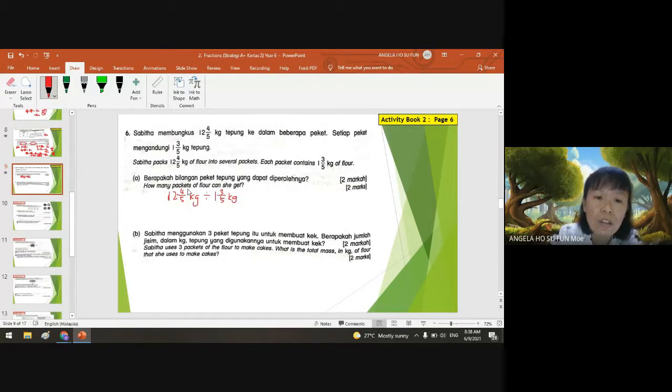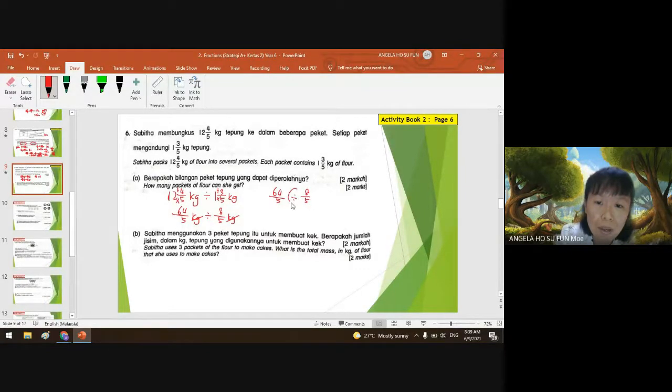First of all, change to improper fraction. So 5 times 12 is 60, plus 4 is 64. 64 over 5 kg, divided by 5 times 1 is 5, plus 3 is 8, 8 over 5 kg. Kg and kg I can cancel, because they ask you how many packets, not how many gram or kilogram. So I rewrite again, 64 over 5 divided by 8 over 5.